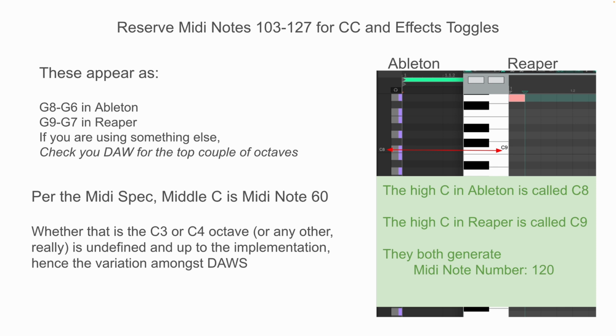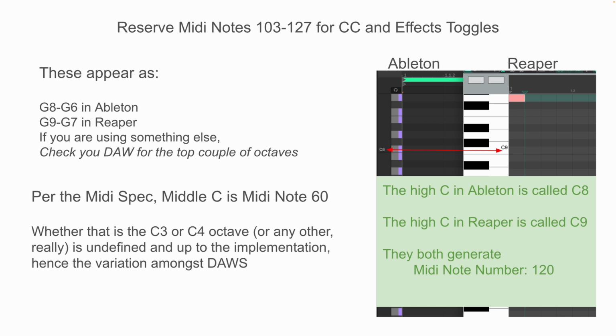So how I implemented this was I reserved MIDI notes 103 to 127 for the CC and effects toggles. Now I know I said in the last video, just put a note down anywhere to change your rigs, anywhere except the top two octaves. So in Ableton, that's G6 through G8. In Reaper, that's G7 through G9. Those are the top two octaves.